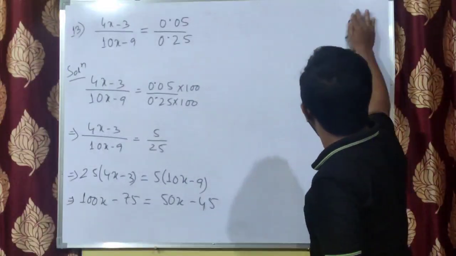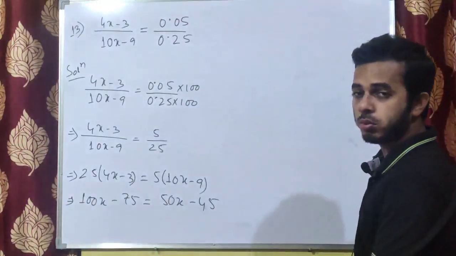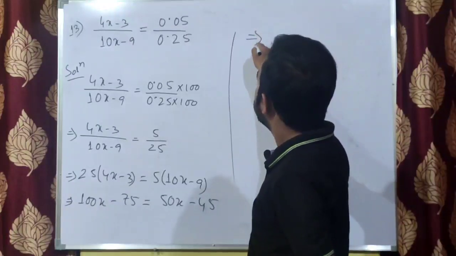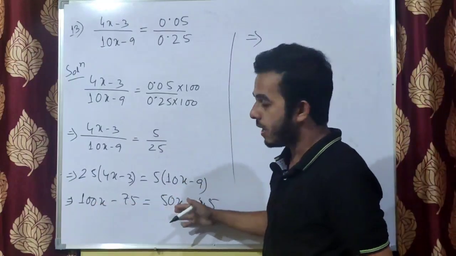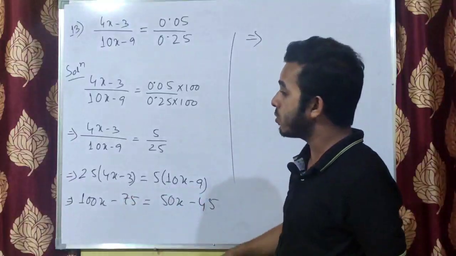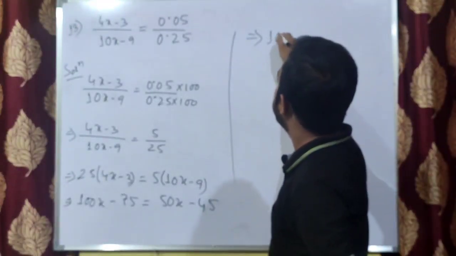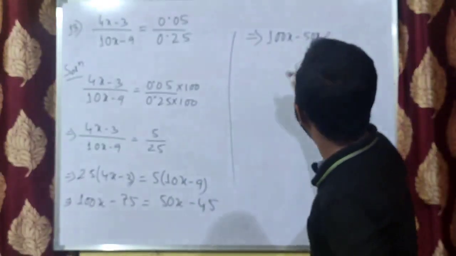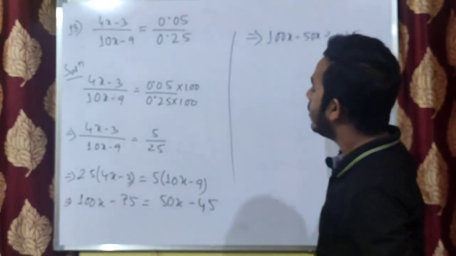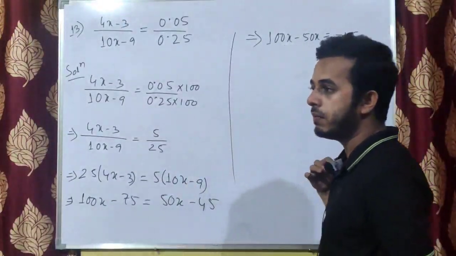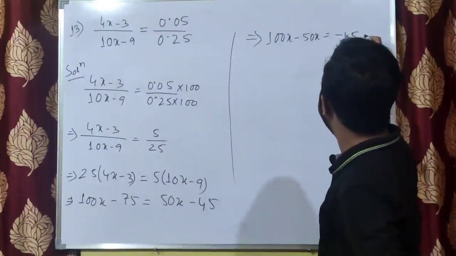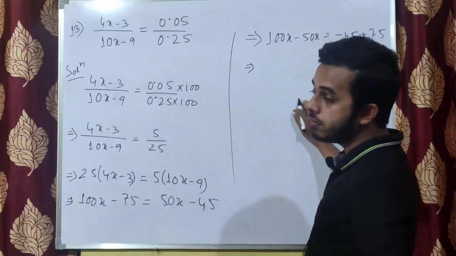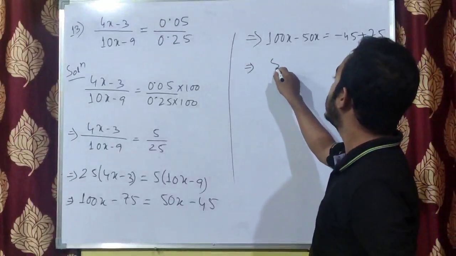Now what we have to do? We have to bring the variables to one side and constants to the other side, right? So here 100x, and here was 50x. Now if we take 50x to that side, it will be minus. So 100x minus 50x equals minus 45. Now if we bring minus 75 to the right hand side, it will be plus 75. So 100x minus 50x, 100 minus 50, is 50.